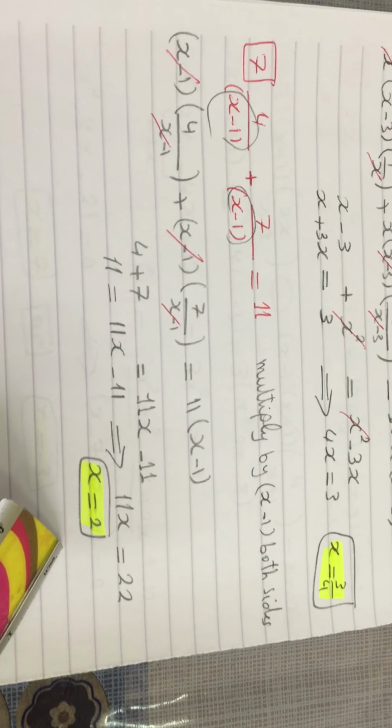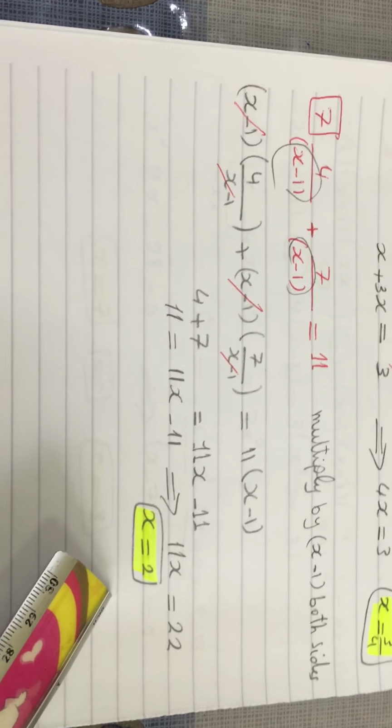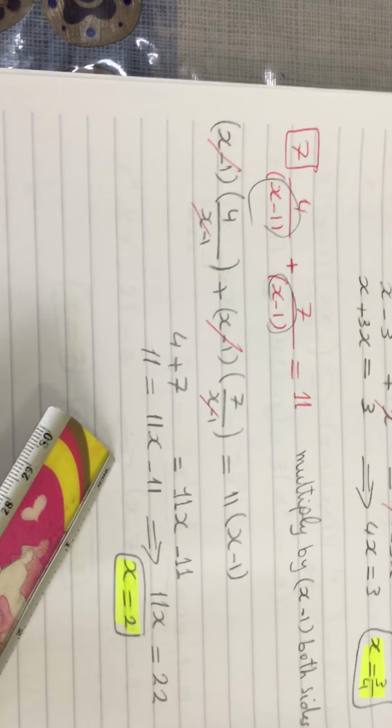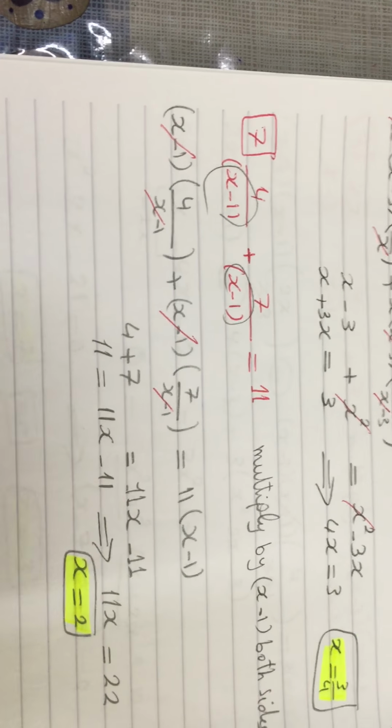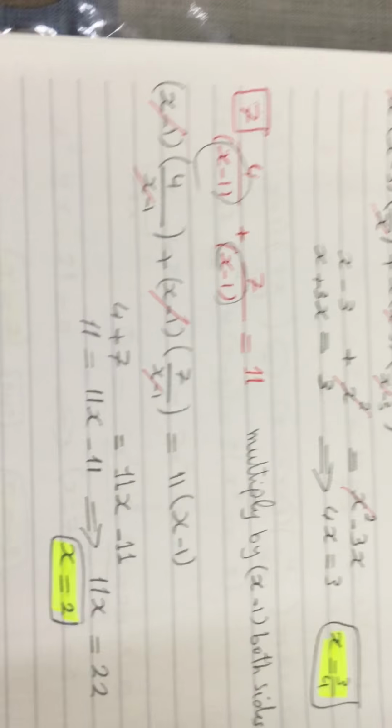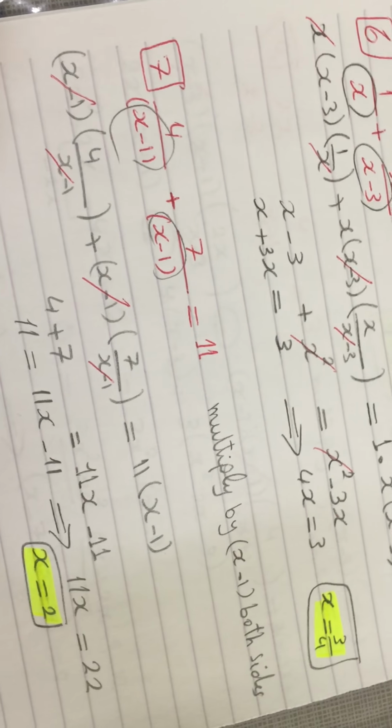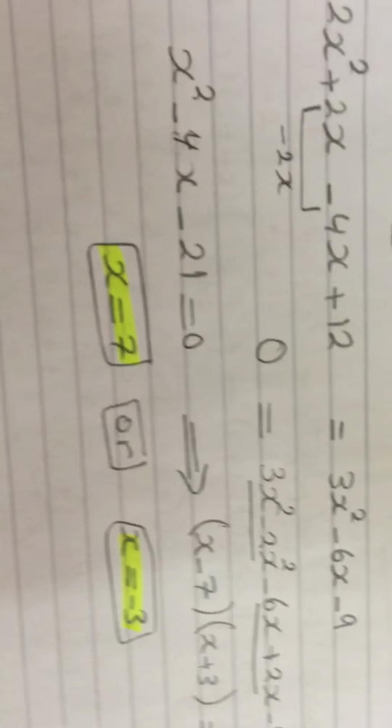I think it's easy. Okay, I said to you in the last period, you have to solve the 6 problems yourself. Okay, this is number 7, by clearing the denominator. Okay, let's see question number 8.